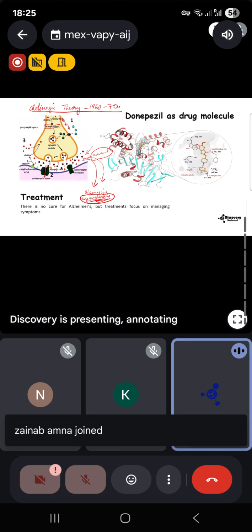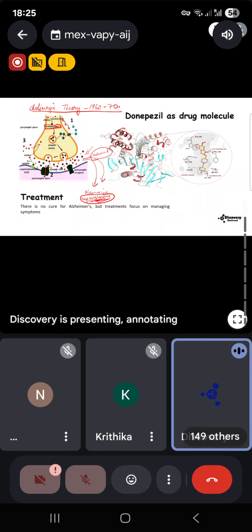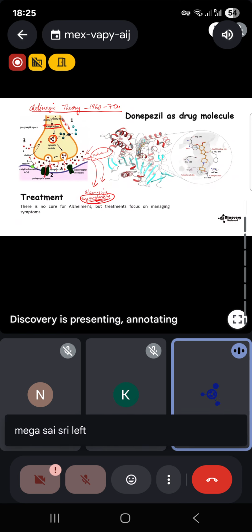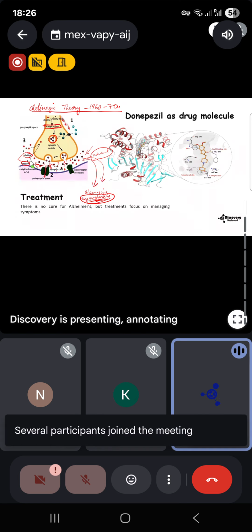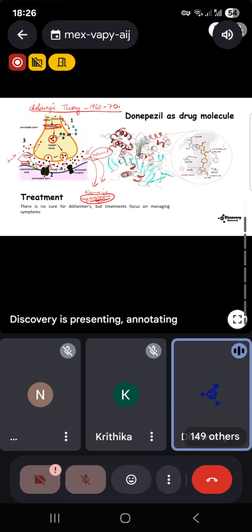Let me go through one more time. This is acetylcholine, the neurotransmitter. Let's see its function first. It is transported through the synaptic vesicle and released in the synaptic cleft. Once released, it does its function and transfers its information. Once the information is transferred, it is broken down into acetate and choline, which are the inactive forms of the neurotransmitter.